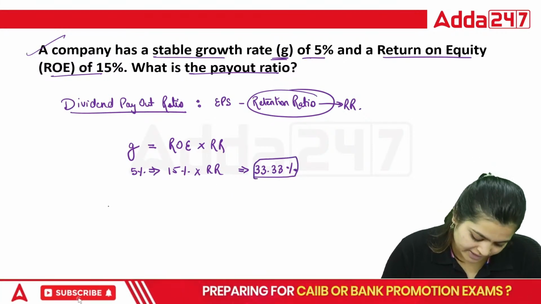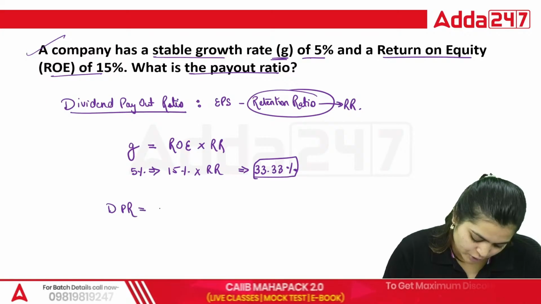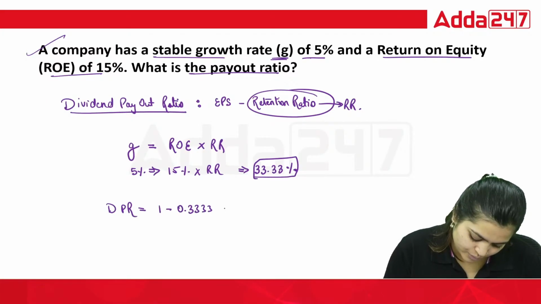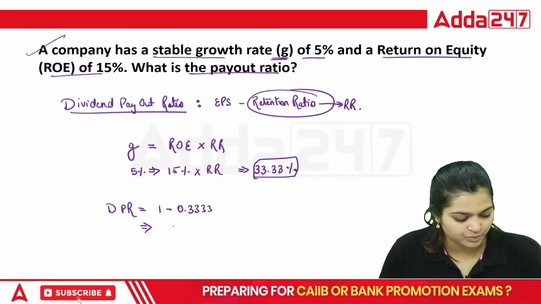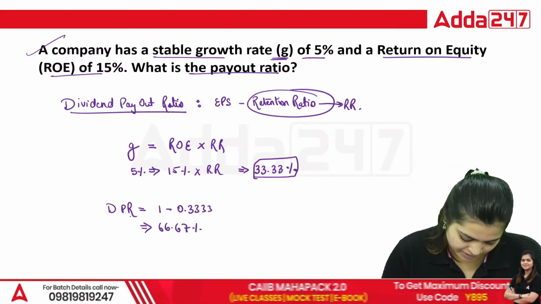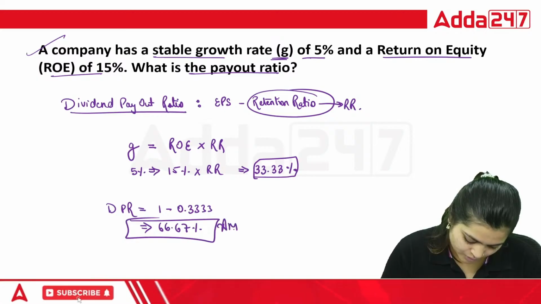Now, as I know that dividend payout ratio is going to be 1 minus 0.3333. So the dividend payout ratio is going to be 1 minus 0.3333. That is your 66.67%. This is your correct answer.